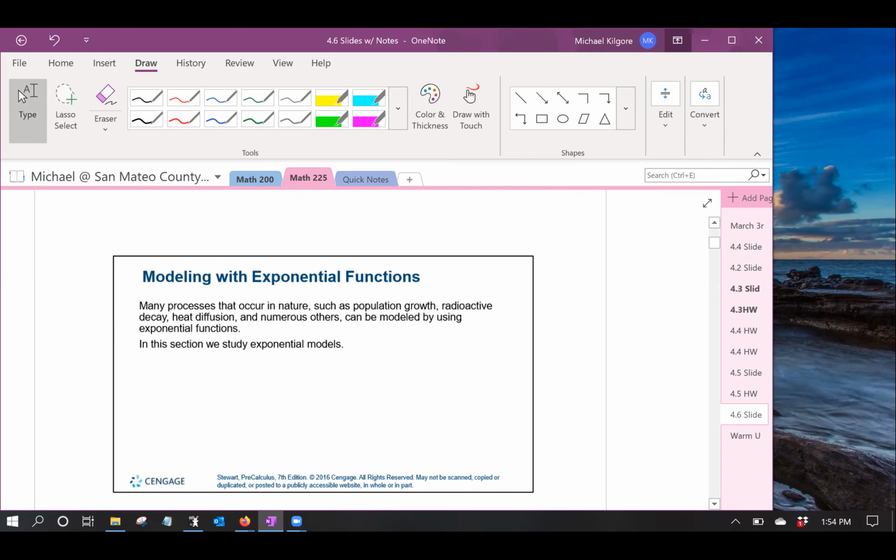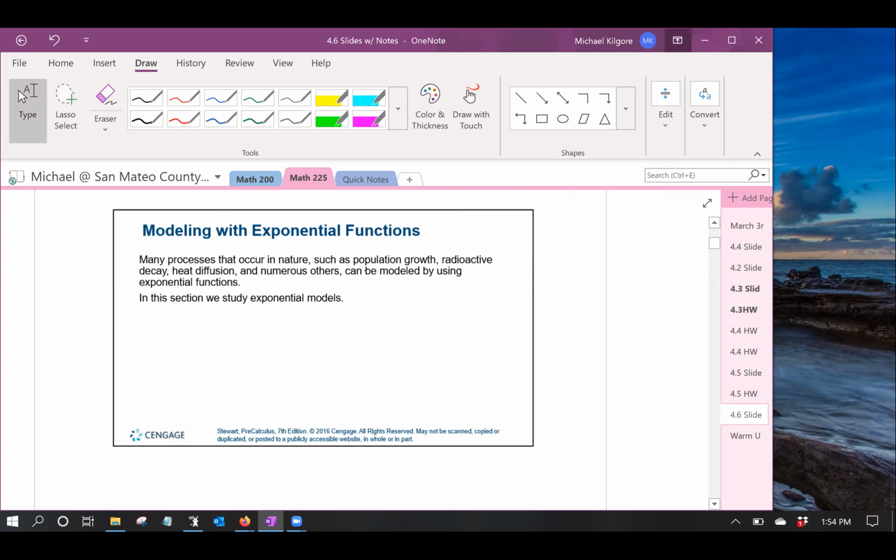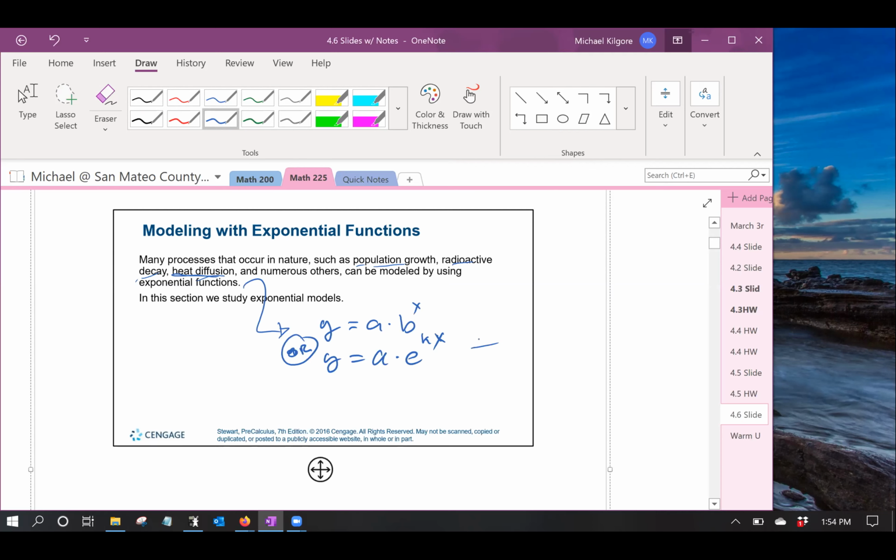So the thing is that many processes that occur in nature, such as population growth, radioactive decay, heat diffusion, like spread of heat, and numerous others, like the early onset of a pandemic, can be modeled using exponential functions. And remember, we can write exponential functions as y equals a times b to the x, or as y equals a times e to the kx. And then we have that other compound interest form. But pretty much we're going to deal with these two as models. And in particular, we're going to focus on getting comfortable with this form because it's good for calculus and science.